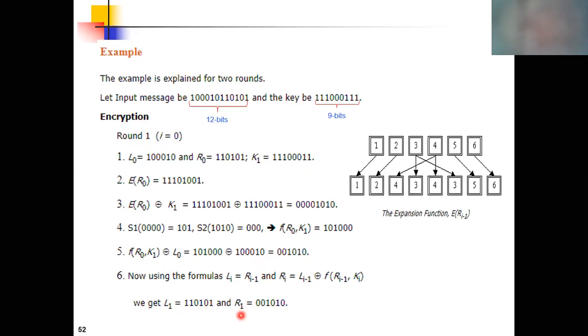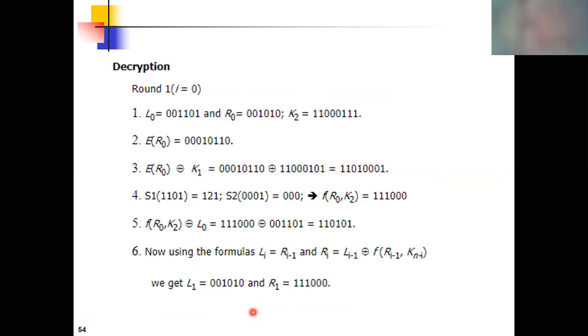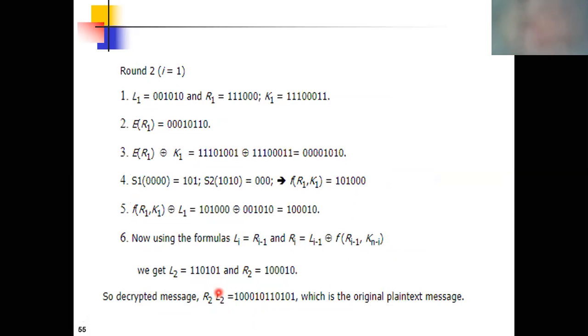In the second round, we perform the same steps, and after applying the same steps, we just swap the positions. Swapping means the right input is on the left side and the left input is on the right side. In that case, we get R2 and L2. For decryption, we perform the reverse operation, given in slides 54 and 55. Here you can see we get back our plain text of 12 bits.